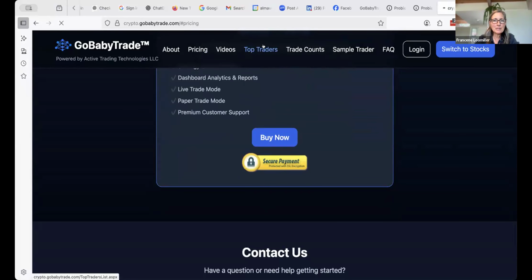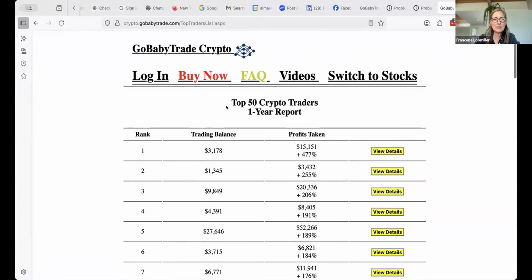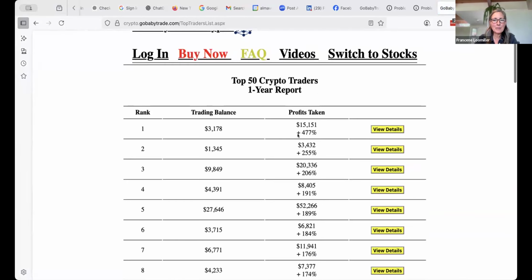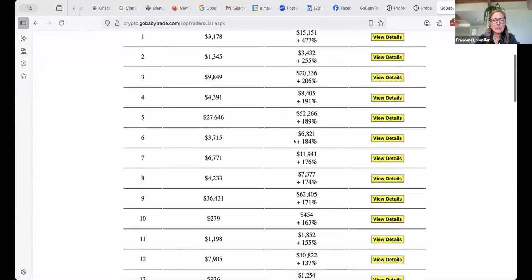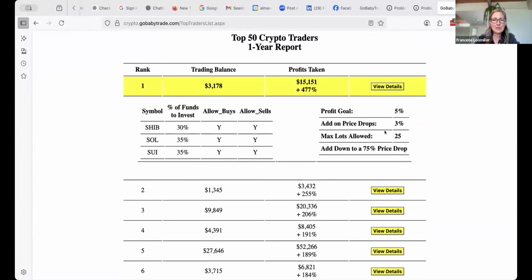The top traders report is interesting here. You can actually see, when you're asking about results, the top 50 crypto traders 1-year report, year to date, to give you an idea of people's return. And then you can click view details and you can see what they're trading.